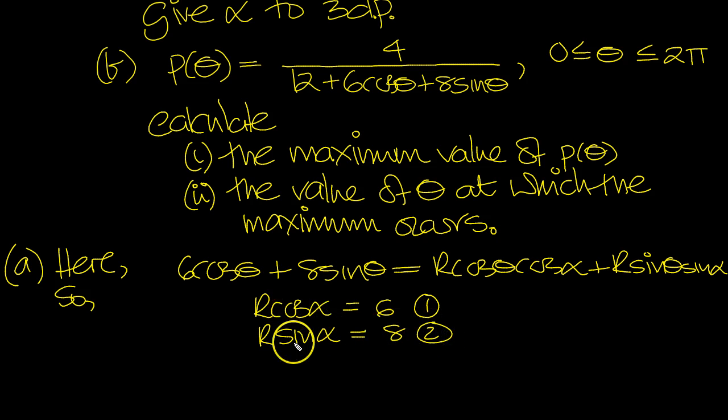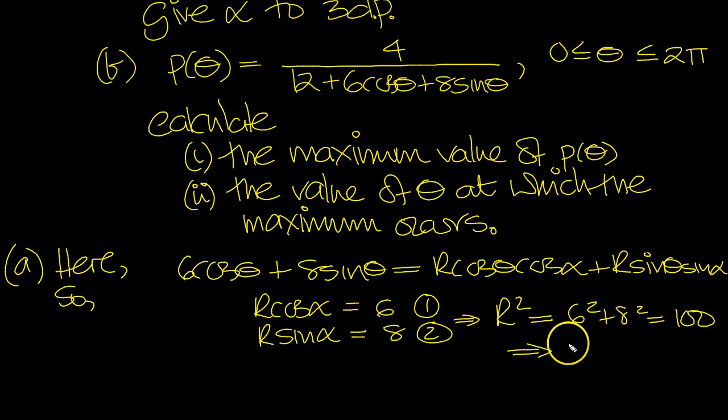Square both sides and add them, you get r squared equals, if you square this and add them, you'll get sine squared plus cos squared, which is 1. So r squared is 6 squared plus 8 squared, which is 100. 36 plus 64 is 100. Square root 100, you get r is equal to 10. So r is 10.